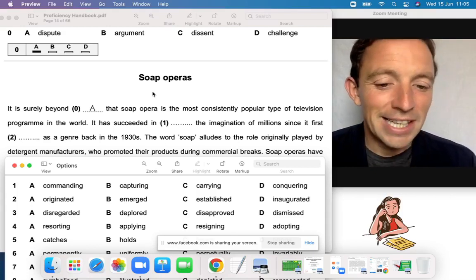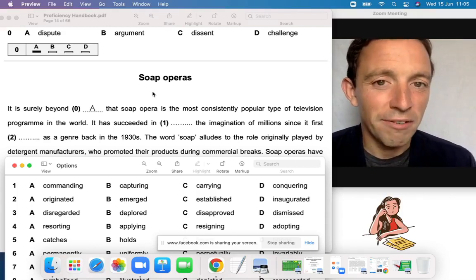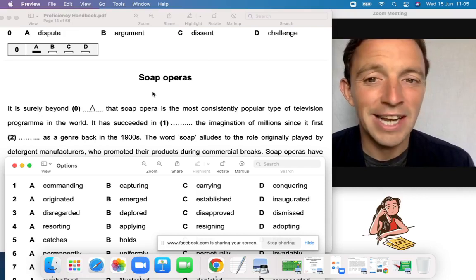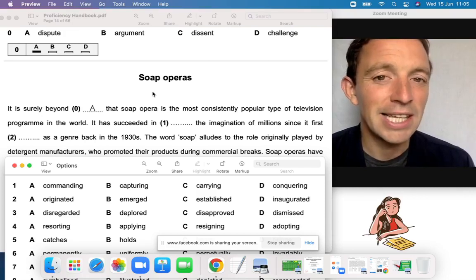A dispute is an argument. You can have a dispute with your friend, you can have a dispute with your neighbor, you can have a dispute with your boss. It's an argument, it's a disagreement, it's a problem.